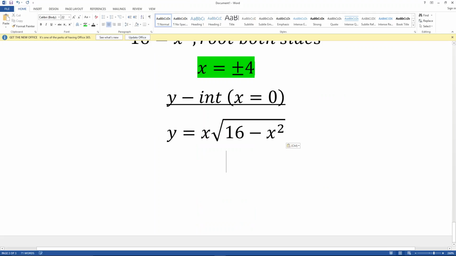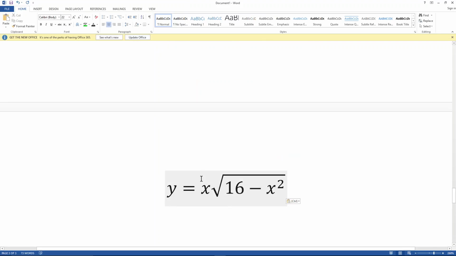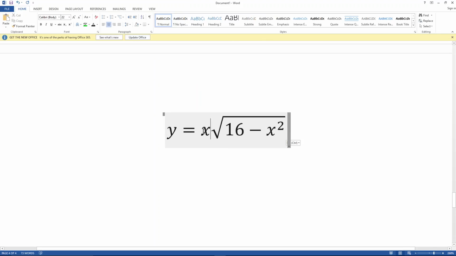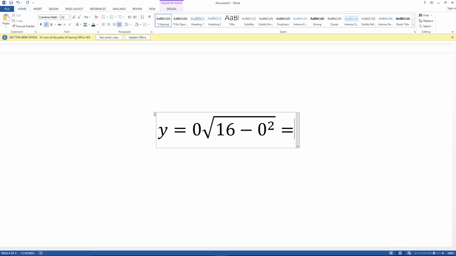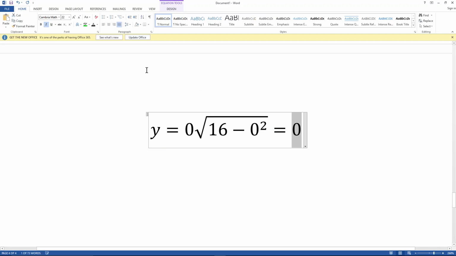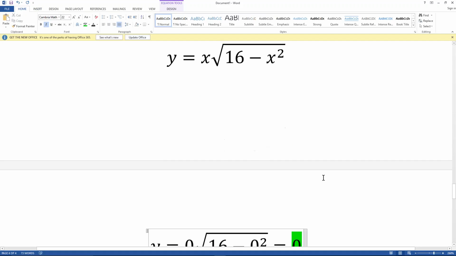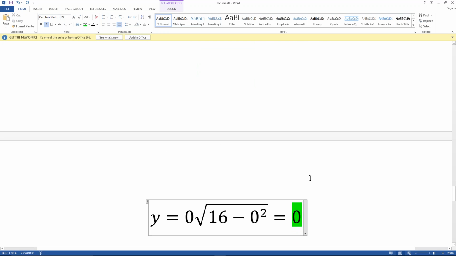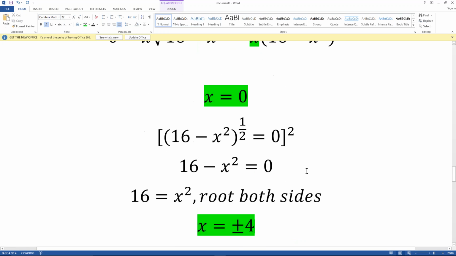So what does that mean? I can now replace every x with what? 0. So anything times 0 is what? 0. So this one was easy. Y equals 0. So my y-intercept is y equals 0. My x-intercepts are 0 and plus or minus 4.